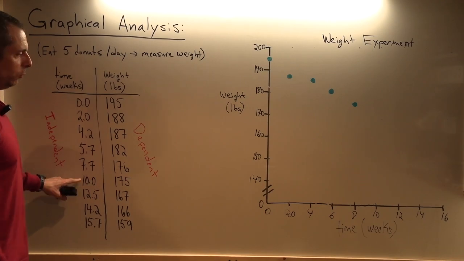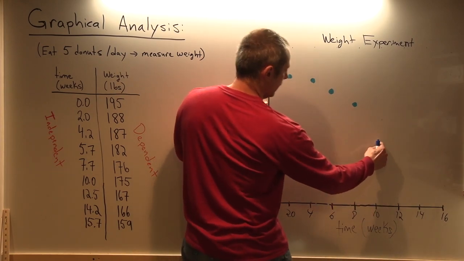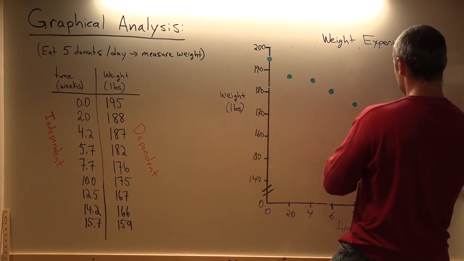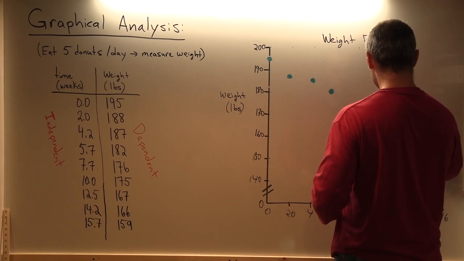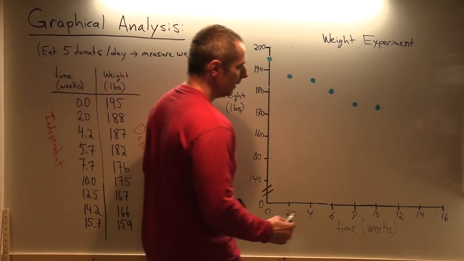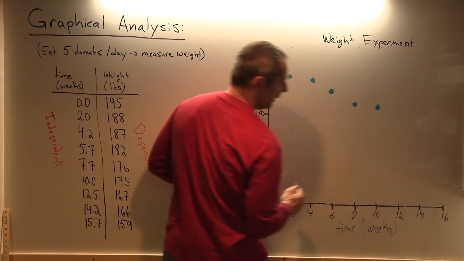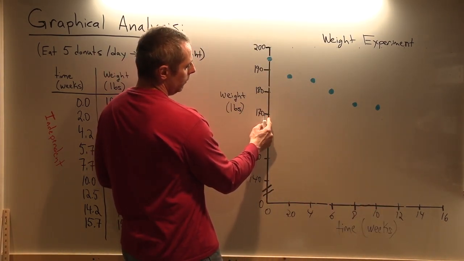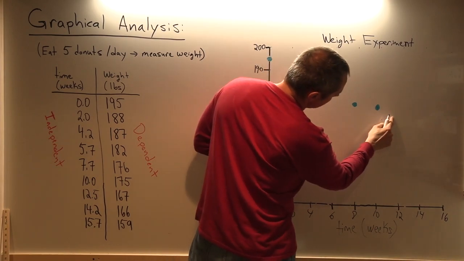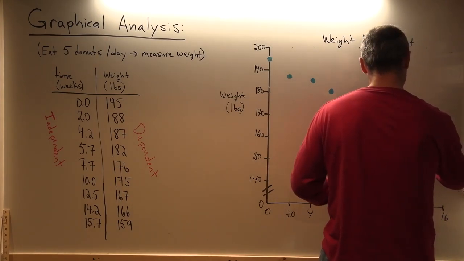10 weeks exactly and 175. So 10 weeks, 175, going up to here, 175. Okay. 12 and a half, 167. Here's 13. 12 and a half is going to be right around there. Okay, so let me put a little mark there. And 167 will be somewhere, I would say, right around there. So I go over to here and plot that point.